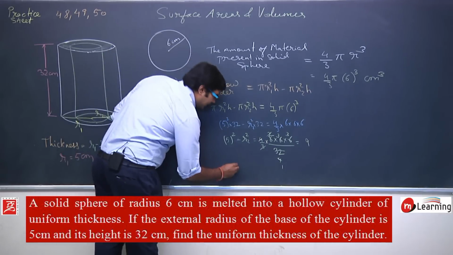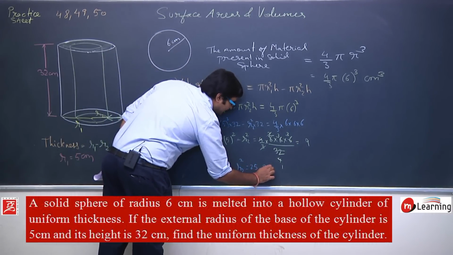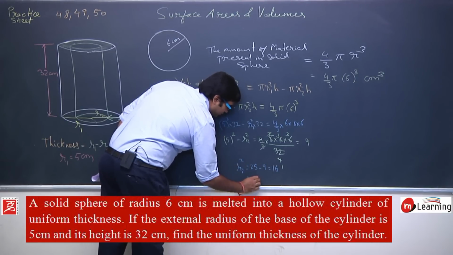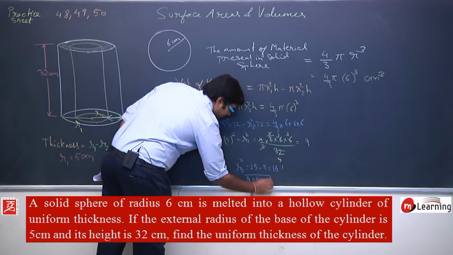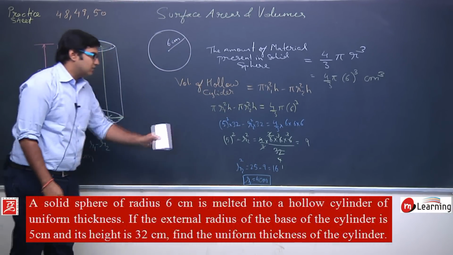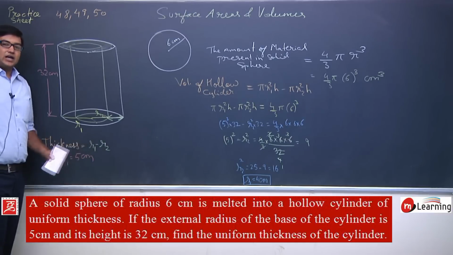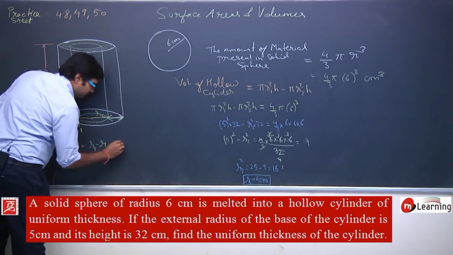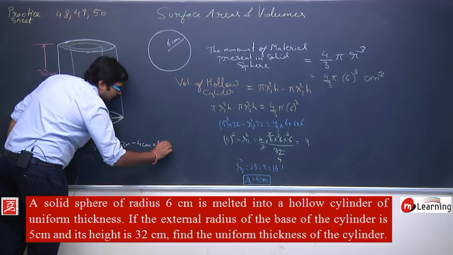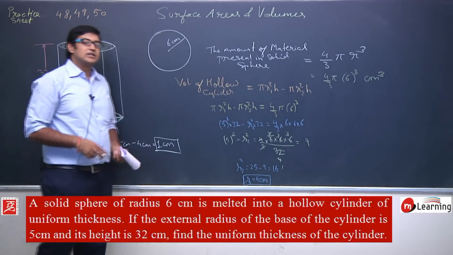So from here I can write that r2 square is basically 25 minus 9, that is 16, and from this r2 is equals to 4 centimeter. So we get the value of r2, that is the internal radius, as 4 centimeters, and the thickness is defined as r1 minus r2. r1 is 5 centimeters minus r2 is 4 centimeters, this will give you 1 centimeter. So 1 centimeter is the thickness of this cylinder.